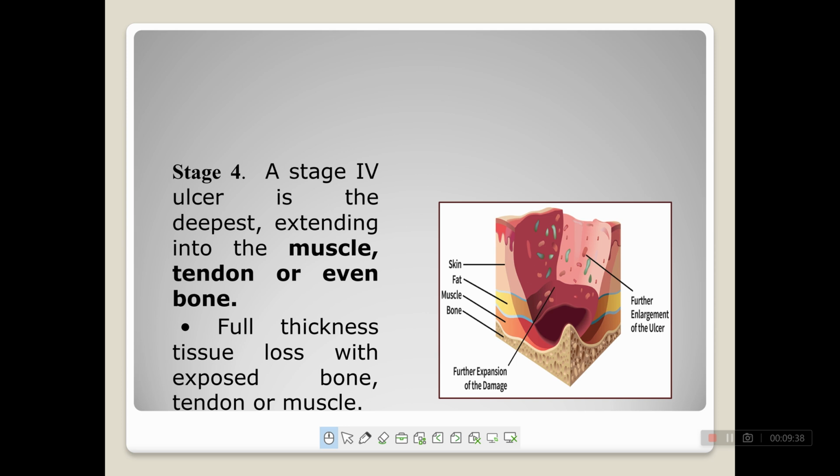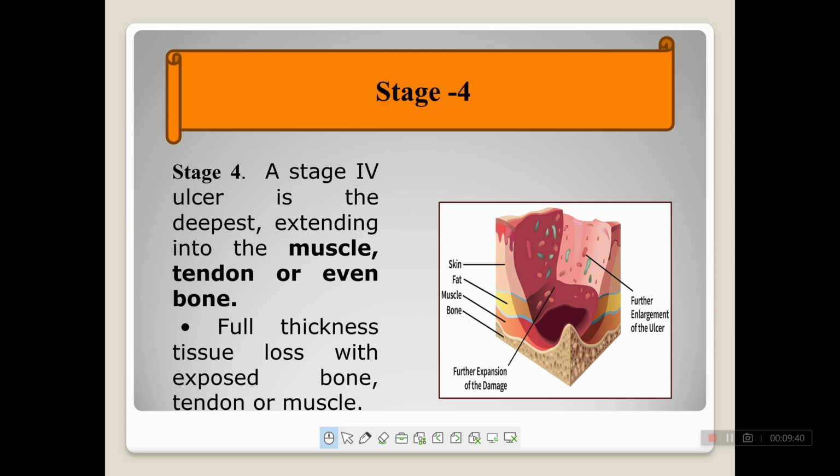Then we have stage 4. In stage 4, the ulcer is the deepest, extending to the muscle, tendon or bone. In this, the full thickness tissue loss extends to the bone, muscle and tendon. In this, the patient suffers from extreme pain, infection and invasive surgeries, or sometimes even death. It is a severe form of the bed sore.